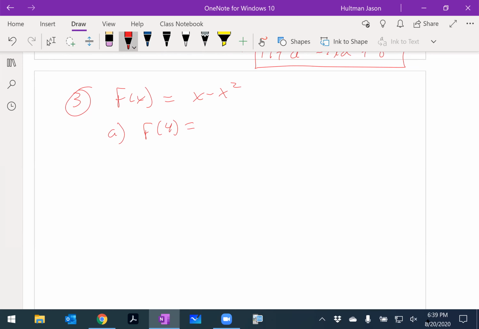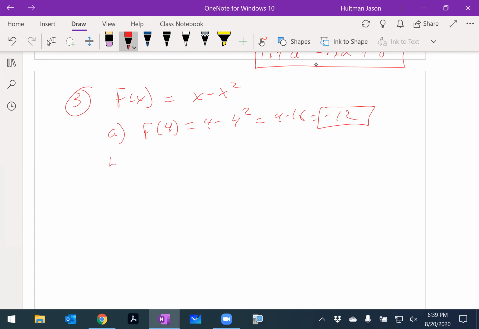Any ideas? Can we get a fraction example? Possibly. Is it 0? f of 4? No, it's not 0. -12. Yeah, -12. Why -12? 4 minus 4 squared is 4 minus 16, which is -12. Thank you very much, Justin. Everybody else that got the right answer.